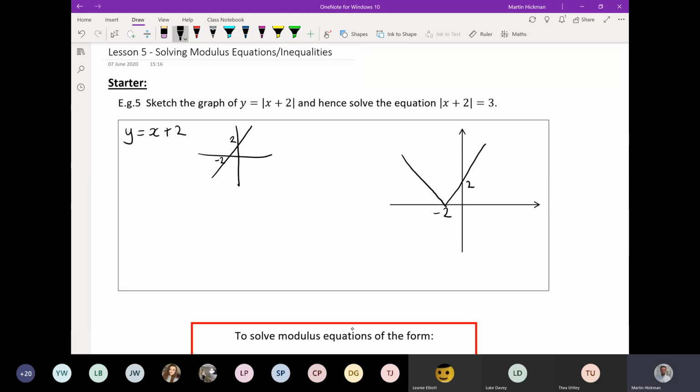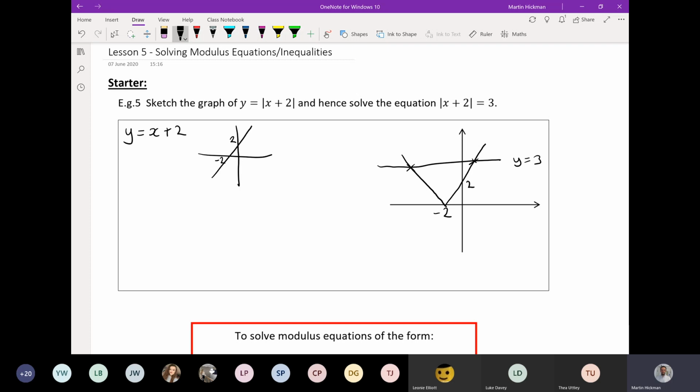Then what we've got to do is hence solve the equation, the modulus of x plus 2 equals 3. So I'm going to draw the line y equals 3. Okay, so this is the line y equals 3. And we can see that there's actually two solutions here.